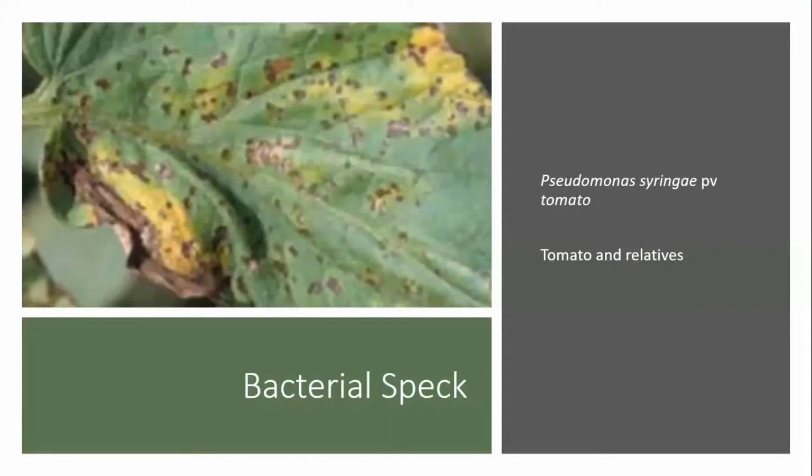Bacterial speck, that's a Pseudomonas syringae pathovar tomato. So when you see a pathovar, you have a specificity there. And tomato relatives, so the solanaceous crops, again, that's not going to affect us when it comes to our cut flowers. And particularly notice the cut flowers that we chose were not related to tomatoes. Very important as we are talking about a rotation.